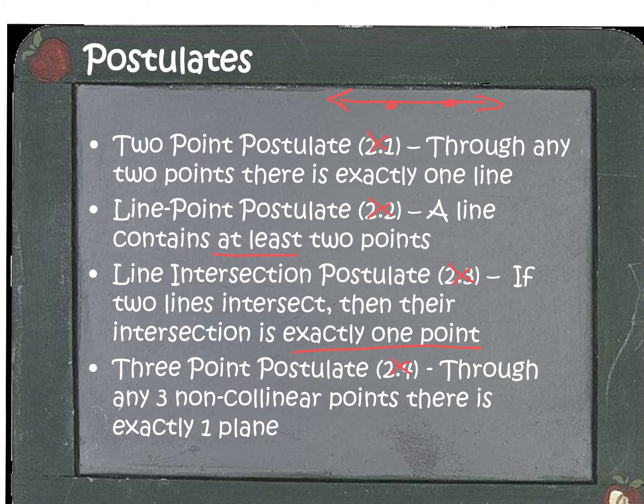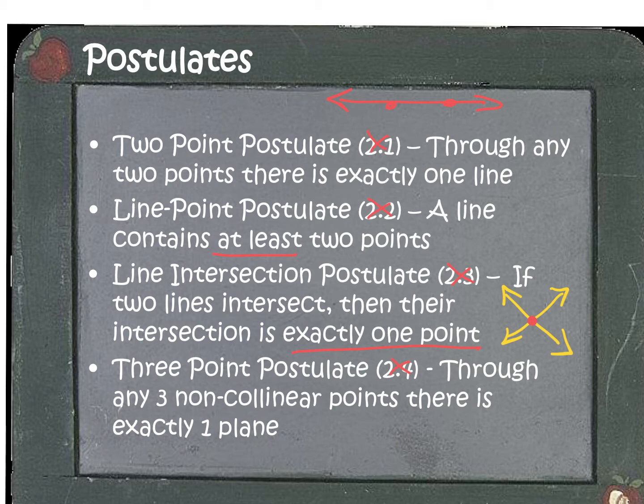And then postulate 3 states that if 2 lines intersect, then their intersection is exactly 1 point. So if I draw 2 lines here and show that they intersect, then I can see that their intersection is exactly 1 point. They don't overlap in more than one spot.